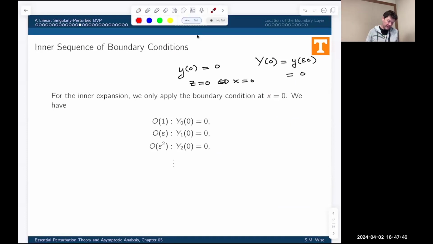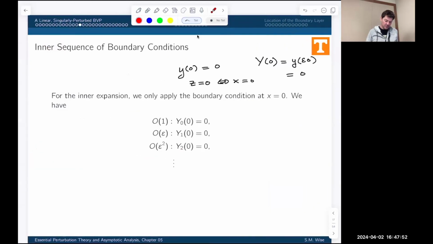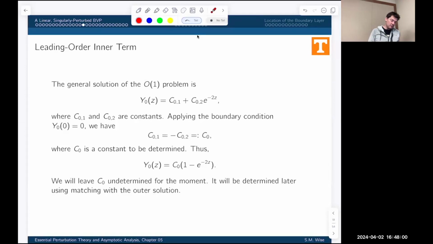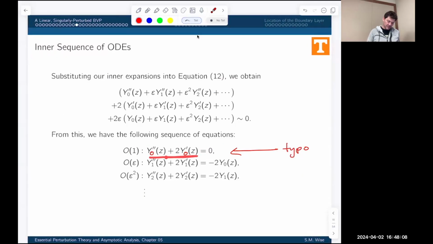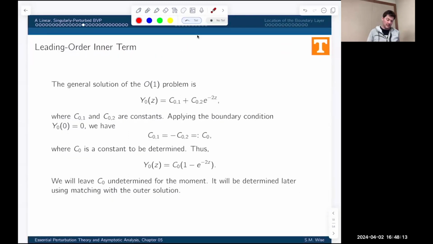All right, so now we can pair these things up. We'll take this order 1 equation with this order 1 boundary condition. Too bad there's not 2, but there's only 1. We'll deal with it as best we can. So for our leading order inner term, y0, the equation is given here. Going back to our days in differential equations, the solution of that equation is a constant C0, 1, plus another constant times e to the minus 2z.